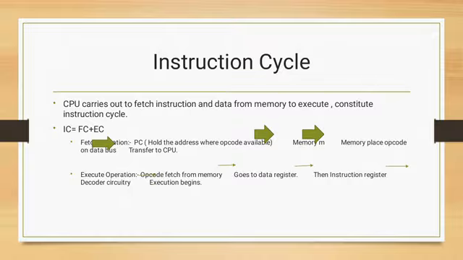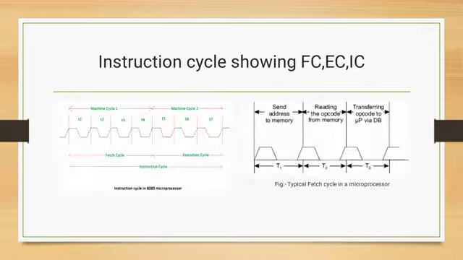During the execution operation, the opcode fetched from the memory goes to the data register, then to the instruction register, and after being sent to the instruction register it needs to be decoded. That is why it is fed to the decoder circuitry, and after that the execution begins.